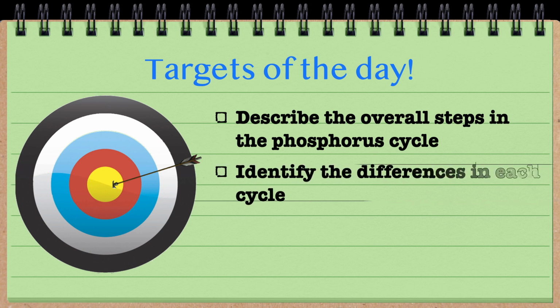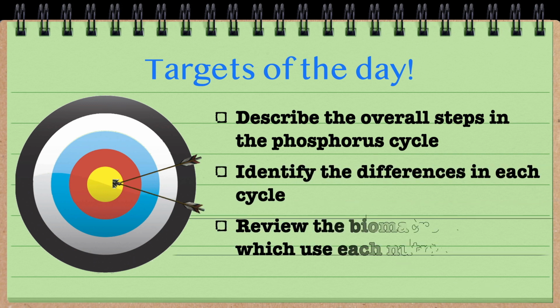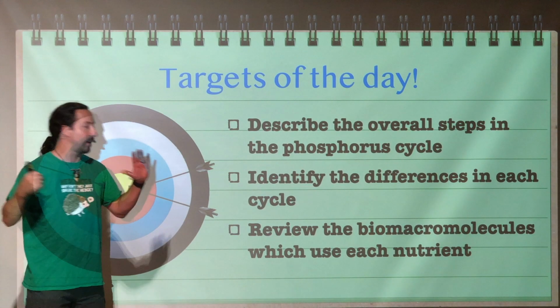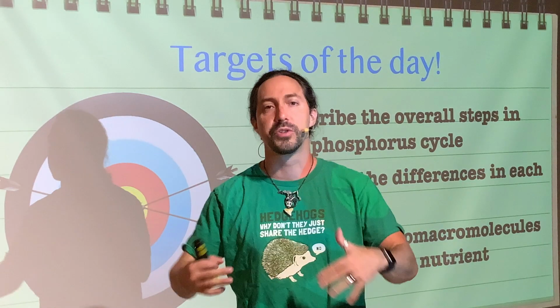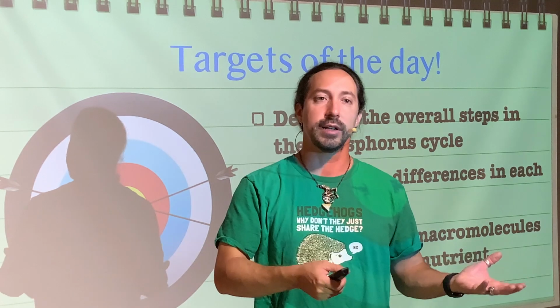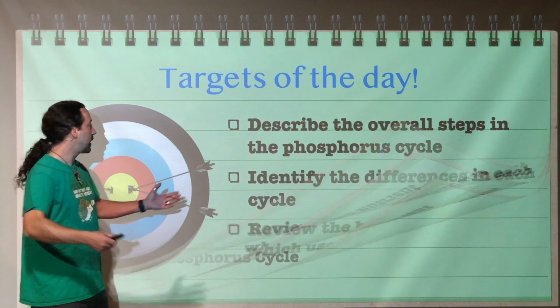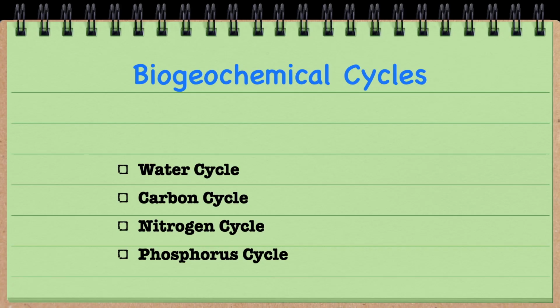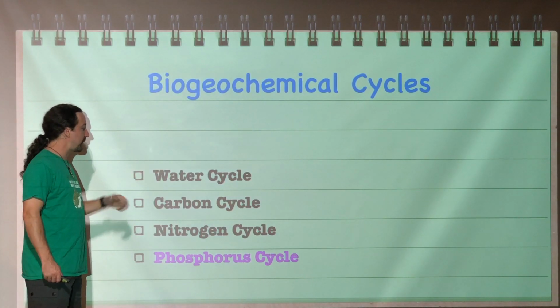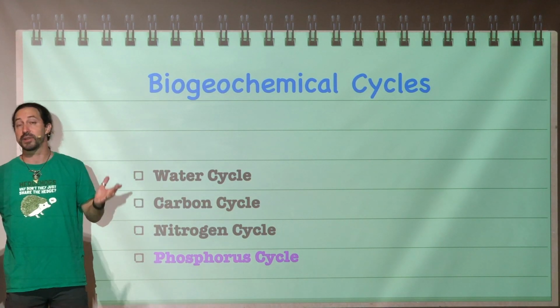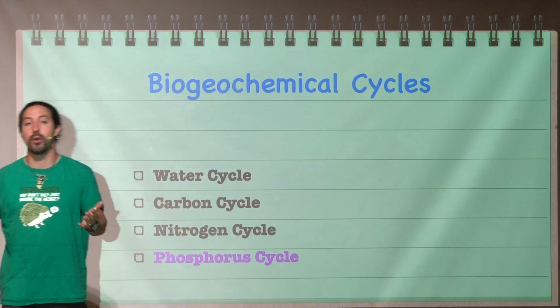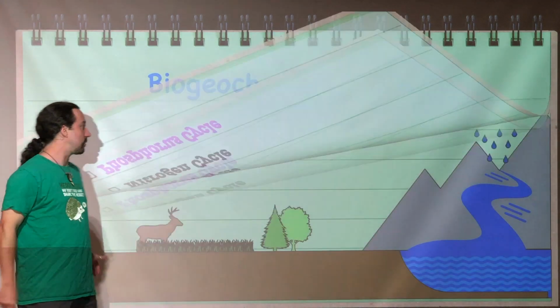And then we're going to identify the differences in each cycle. And lastly, we are going to review which biomacromolecules use which nutrients. So let's get started. And in this lesson, we are on the phosphorus cycle. We have done the water cycle in our first episode, the carbon in our second episode, and the nitrogen cycle in our third episode. So now we are going to go over the phosphorus cycle.